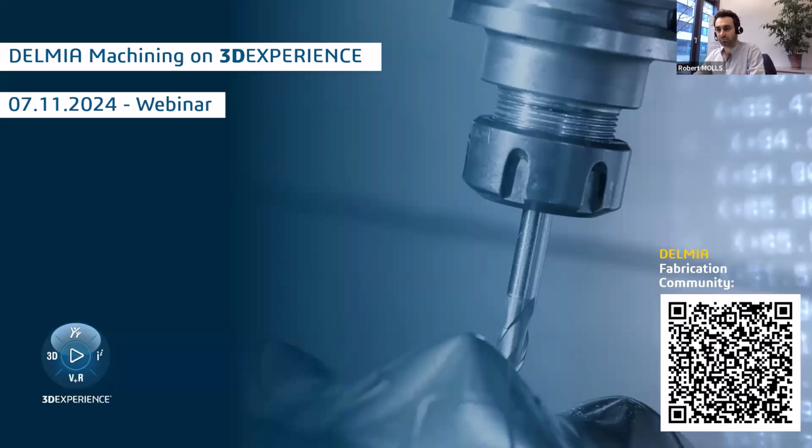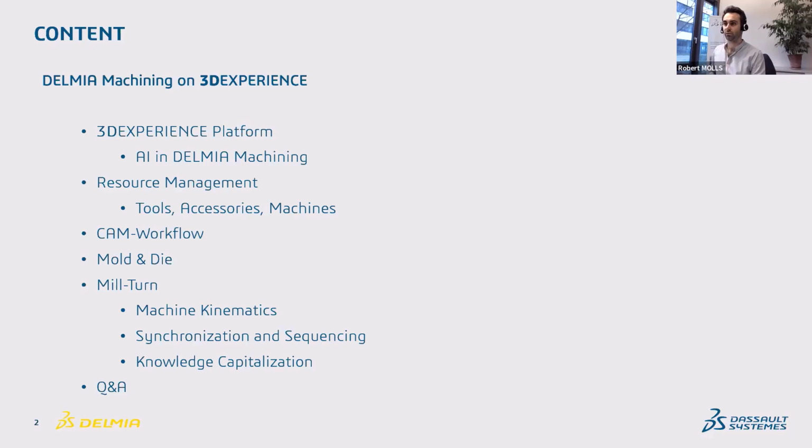To give you an overview of what I want to show today, first of all, I'd like to introduce the 3D Experience platform and also touch quickly on the subject of artificial intelligence. Then I'd like to talk about resources and how we manage them in DELMIA machining. After that, I'll go into the specifics of the CAM workflow. And then to finish, I'd like to take a closer look at mold and die machining and mill turn.